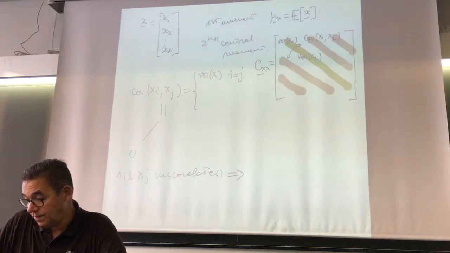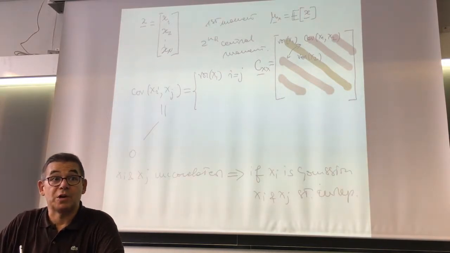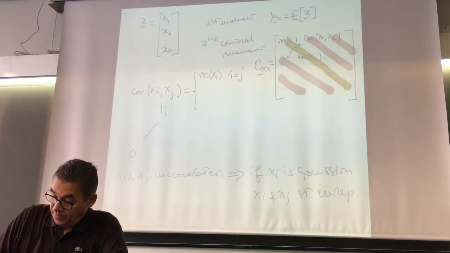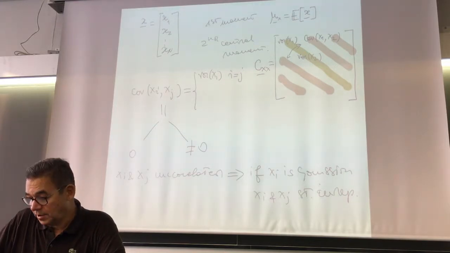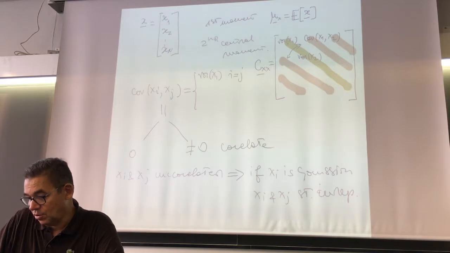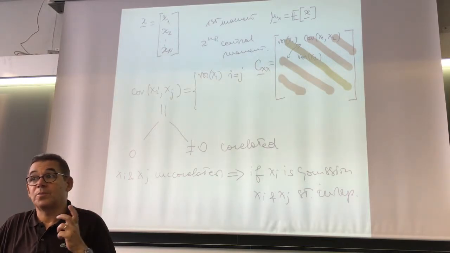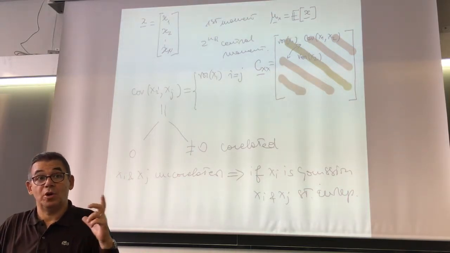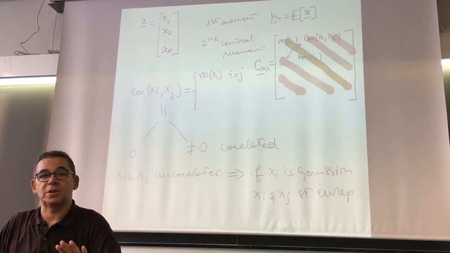Which means that if xi is Gaussian, xi and xj are statistically independent. And this is what we found. Further, if it is different from 0, then they are correlated. And if they are correlated, then that means that I can say something on the variable i, provided that I know j. So this is what we saw.